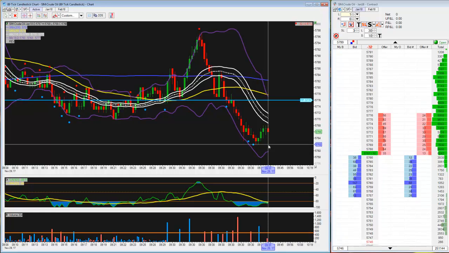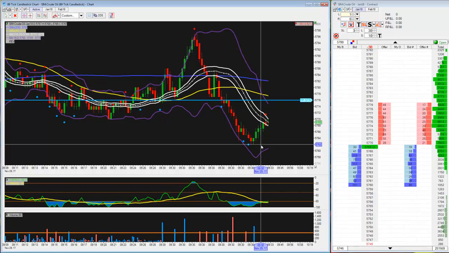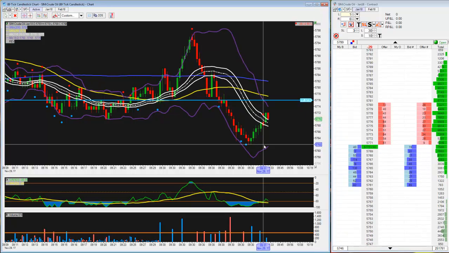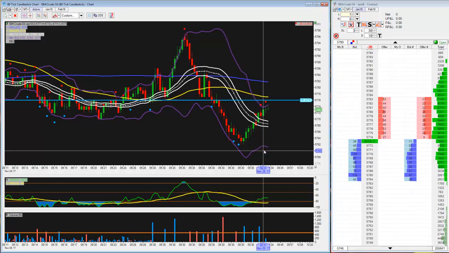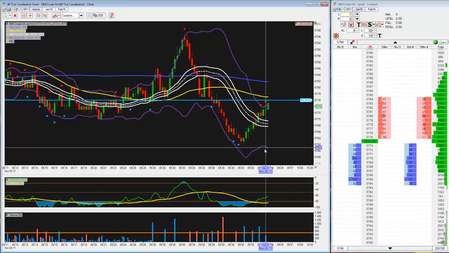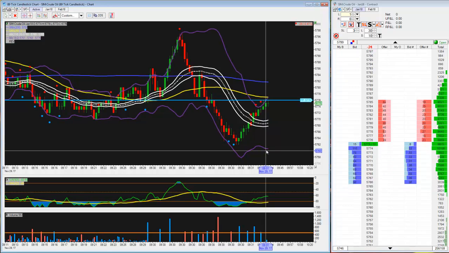Still waiting for the minute. Alright, the minute's out. Looks like we want to short at 57.61, 57.60, pardon me. 57.60 is our entry point right now. We're looking to go short at 57.60.